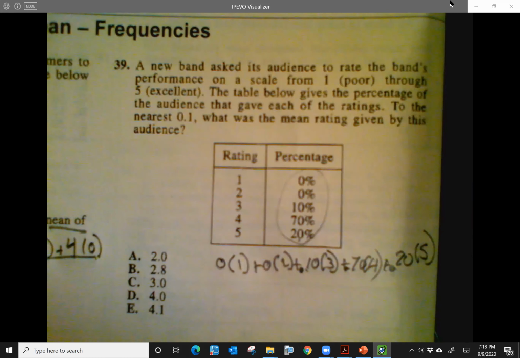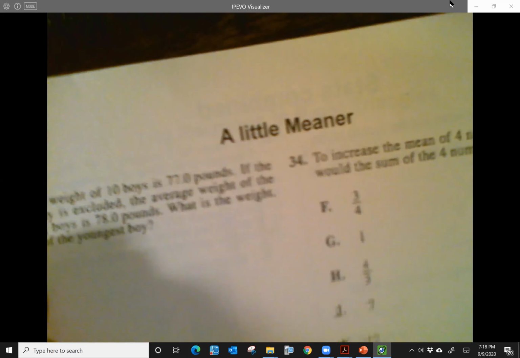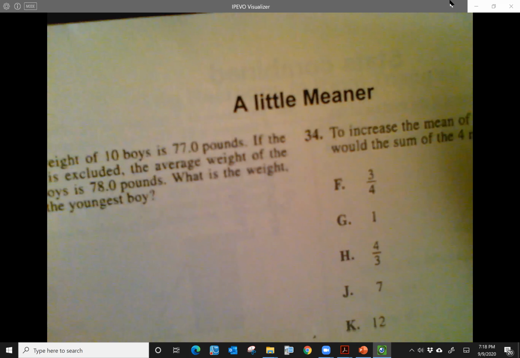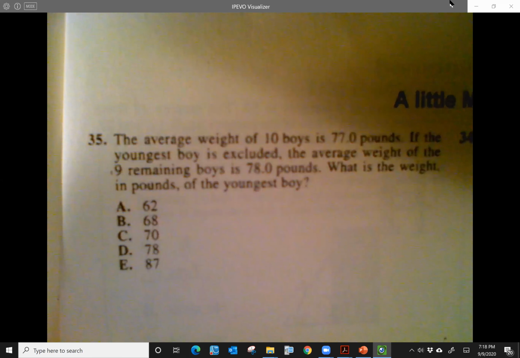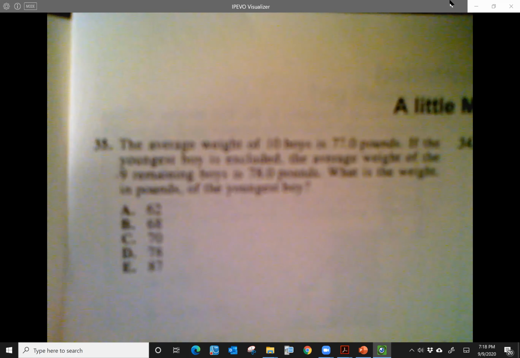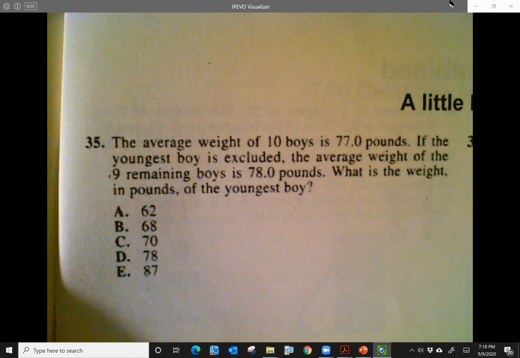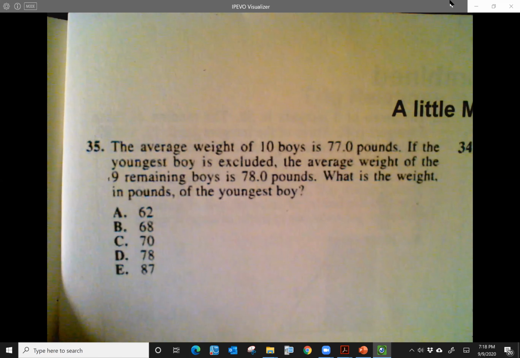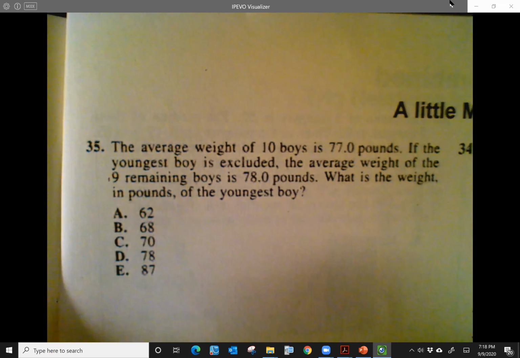Now, so that's the mean. And then I found some questions that I call a little meaner. It's still taking the mean, but they're a little bit meaner of a question to do. Now, remember, on the ACT, every single question is worth the same amount of points, whether it's a really easy one or a really tough one. You just want to get as many of those as you can. And notice, this is number 35, so it's in about the same place of the exam as the other ones.